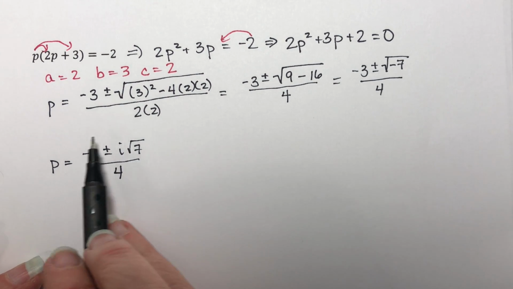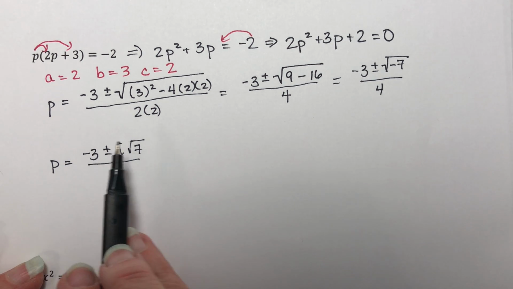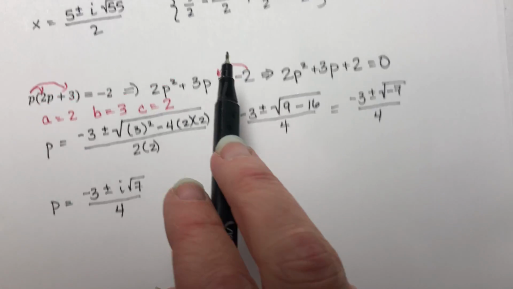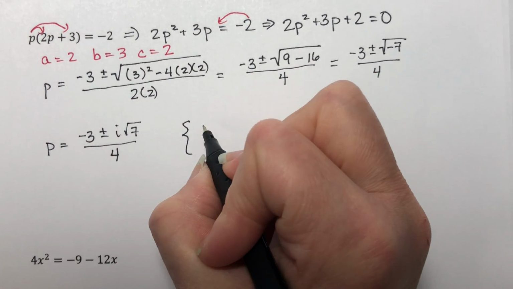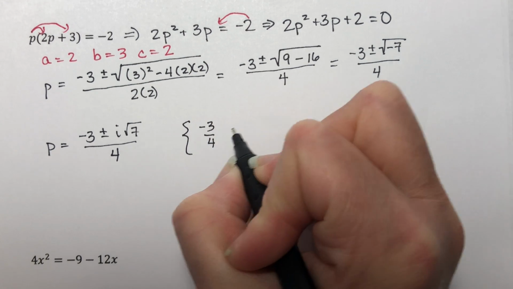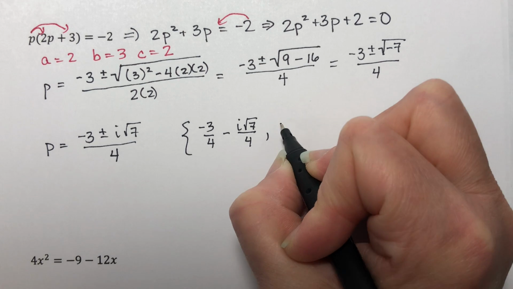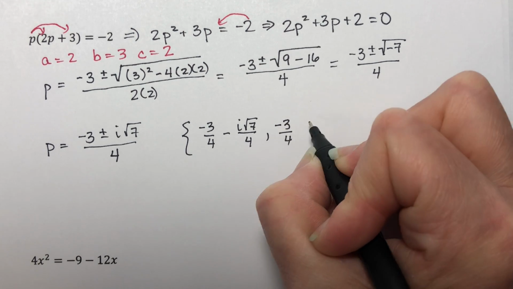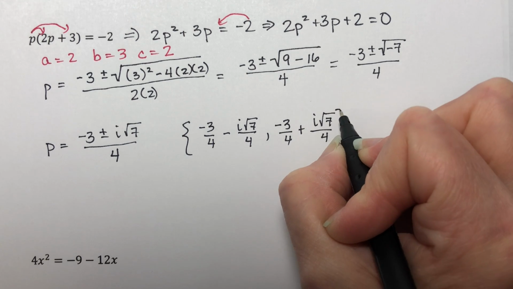And now, because this doesn't simplify any further, but because we have a complex solution, we do need to split it up into 2 fractions, just like we did up here. So your 2 answers are negative 3 over 4 minus i square root 7 over 4, and then negative 3 over 4 plus i square root 7 over 4.